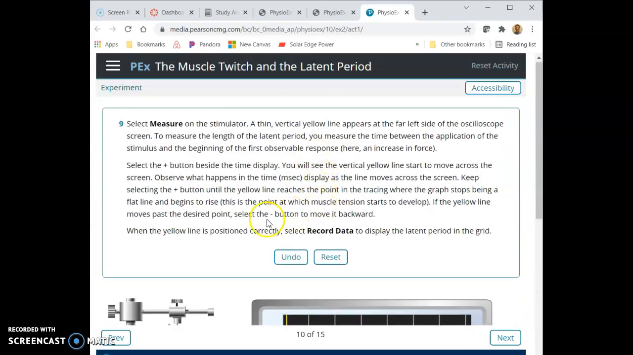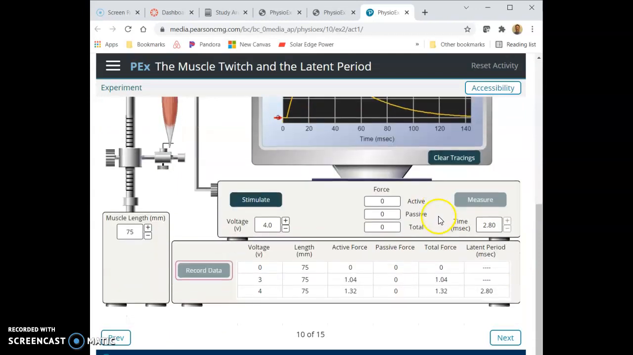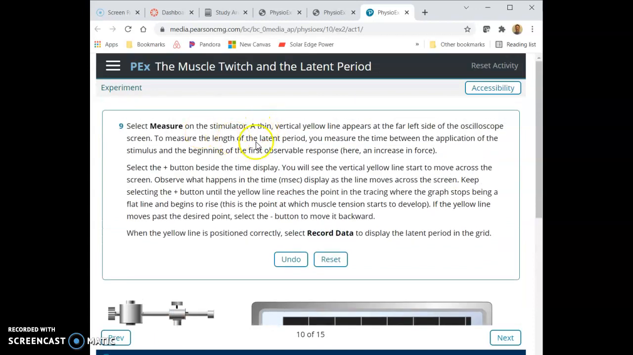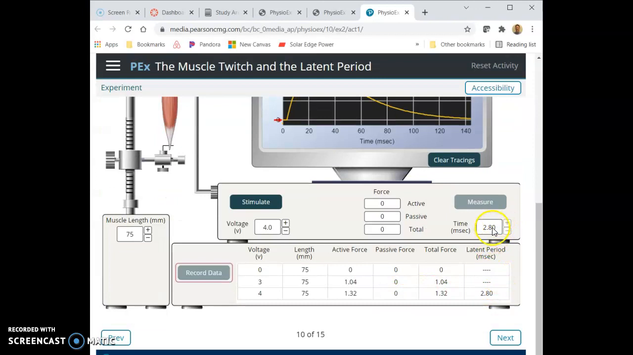So now, once we've got that in place, we can put record data, and now we've got a number in our data table. And then you can do the same thing for when you increase the voltage. So you can keep going from here and complete this table. So don't skip number 9, okay? Get that yellow line, go over to here, and then record it. So in this case, it'd be 2.80. So I hope that was helpful.